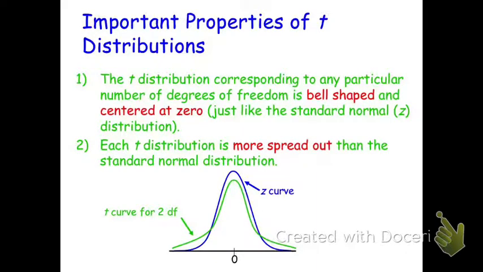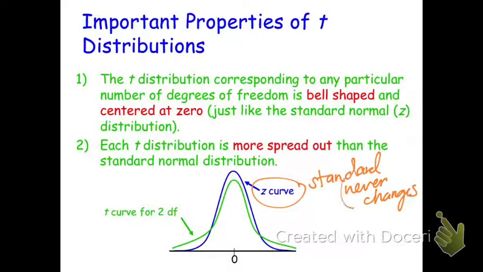So if you look at both of them, a Z is standard and it never changes. Z curves are absolute. They never ever change. A T curve changes based on degrees of freedom, where degrees of freedom is n minus 1. So this is what the T curve would look like for a sample size of 3, because we have 2 degrees of freedom.